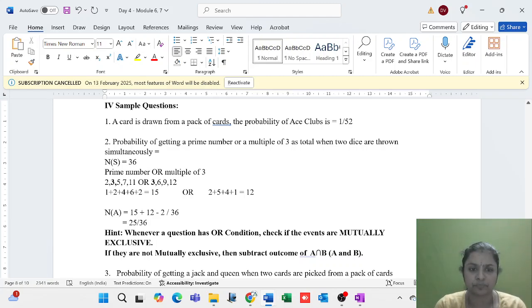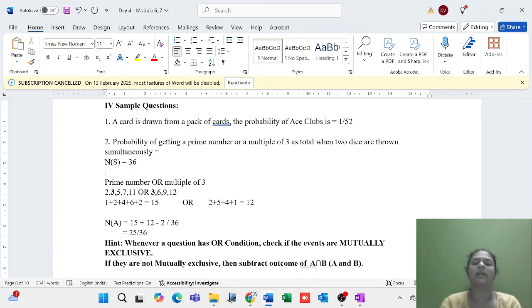Second, the probability of getting a prime number or a multiple of 3 when 2 dice are thrown simultaneously. Now when 2 dice are thrown, what is the total number of outcomes? 36, 6 squared. Now getting a prime number or a multiple of 3 means I have to add the two probabilities. So for getting a prime number, can you tell me what all the prime totals possible are when you throw 2 dice?